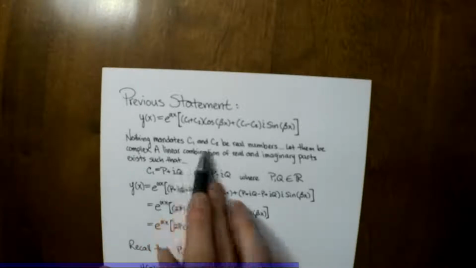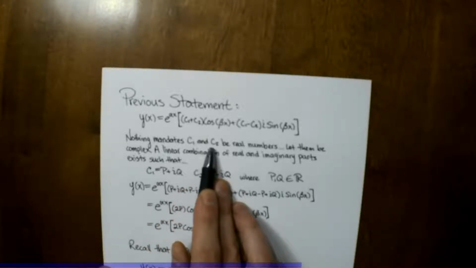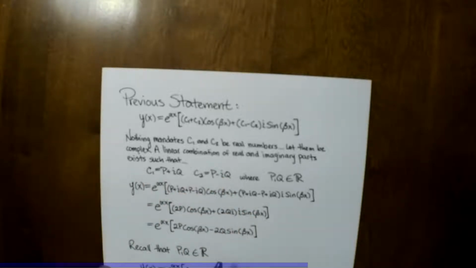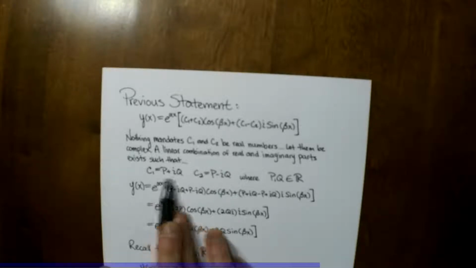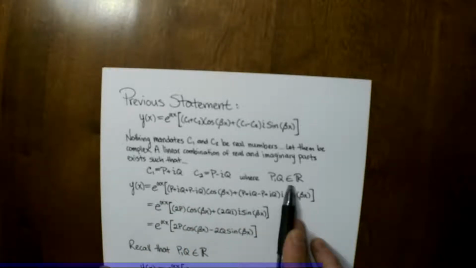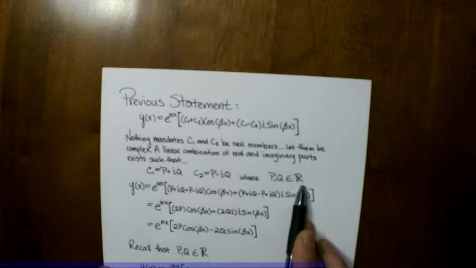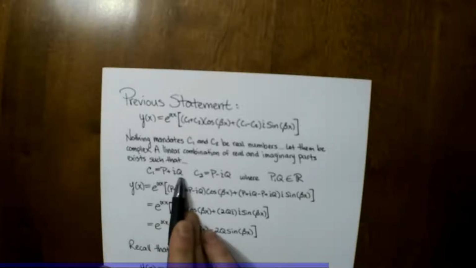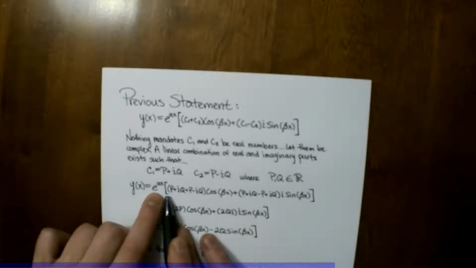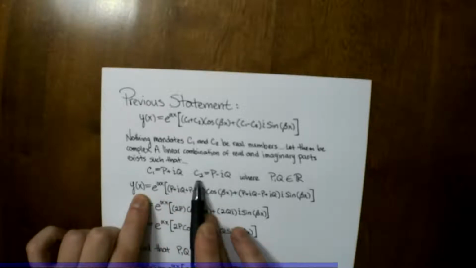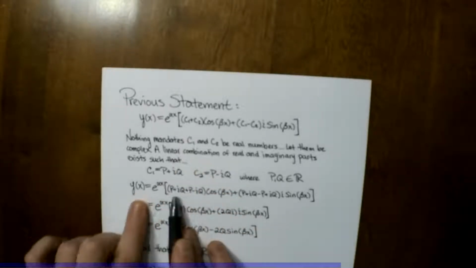Nothing mandates that C1 or C2 be real numbers. So, let's allow them to be complex numbers. And a linear combination of parts of these imaginary terms, these complex numbers now, can be written as such, where P and Q are an element of the real numbers. So, if there exists a P and a Q such that this may be true, we may then substitute these for C1 and C2 into the previous expression.